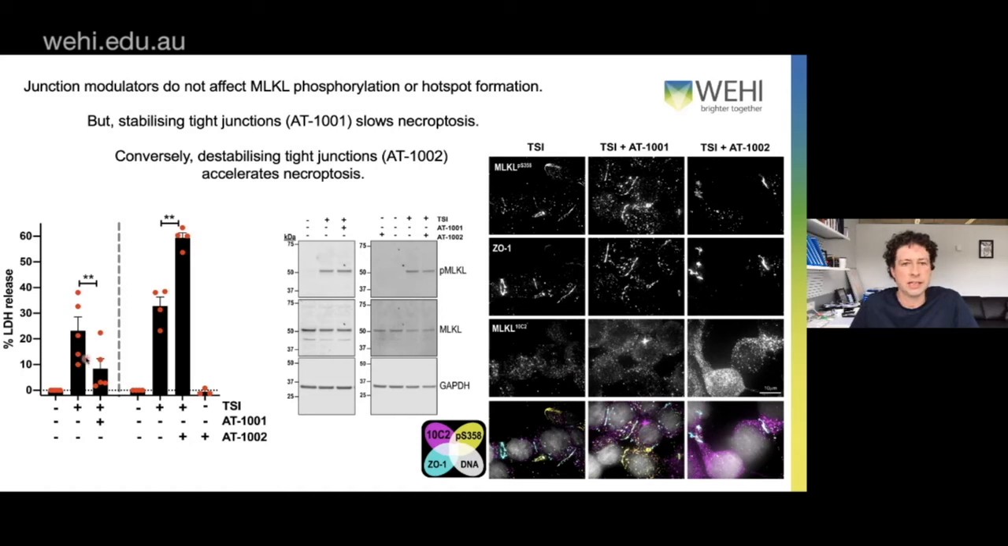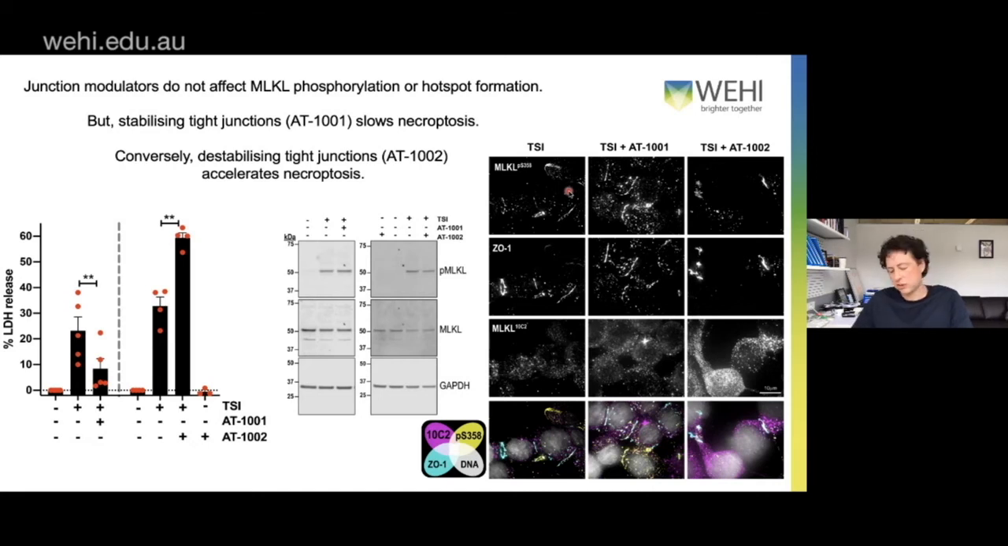So you can see here, stabilizing tight junctions with AT1001 significantly slowed down the rate of necroptosis, whereas destabilizing the organisation of tight junctions significantly accelerated necroptosis in our cell models. These quite profound slowing or acceleration of necroptosis had nothing to do with recruitment of MLKL to the necrosome. You can see in the presence of these two tight junction modulators, MLKL is phosphorylated just fine. And in fact, it doesn't affect the ability of MLKL to get to the plasma membrane. You can see here, MLKL is getting to the plasma membrane just fine and forming hotspots under all three conditions.